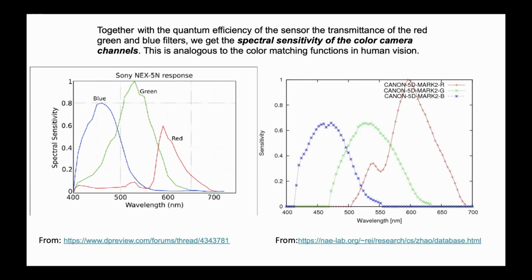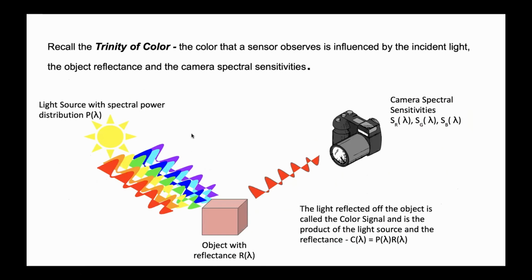And essentially, lastly, when you think about the color that you see, it's actually due to the trinity of color. 3 things are needed to produce color. You have your light source, which emits a spectral power distribution, an object, which has a reflectance, and your camera, which we earlier said has spectral sensitivity in each of these channels, red, green, and blue.